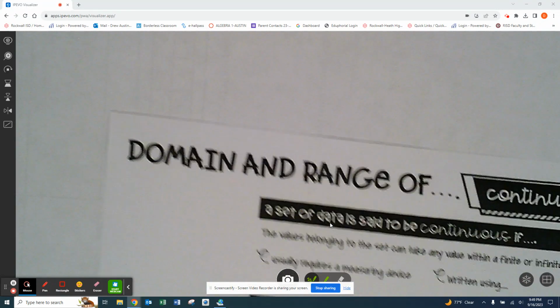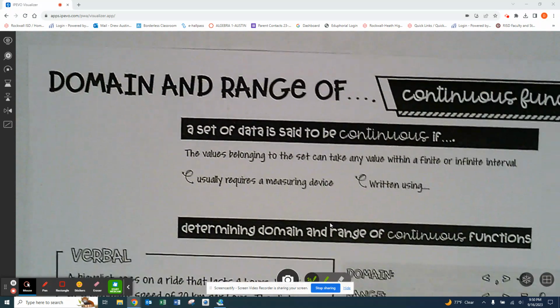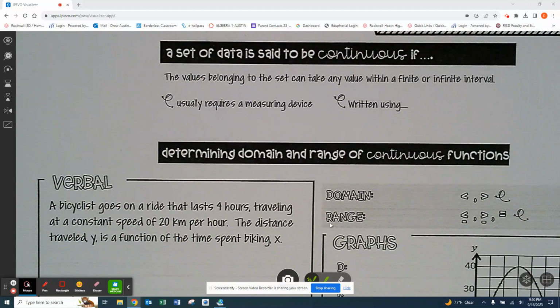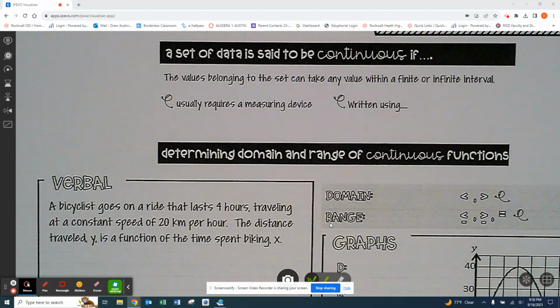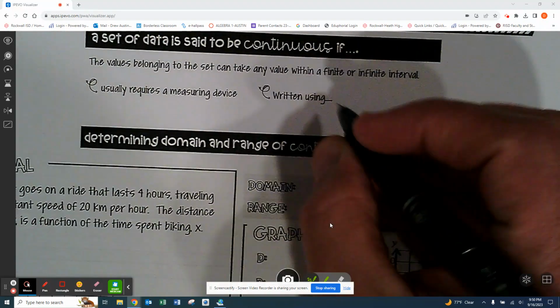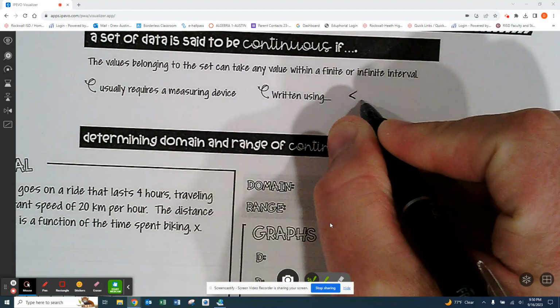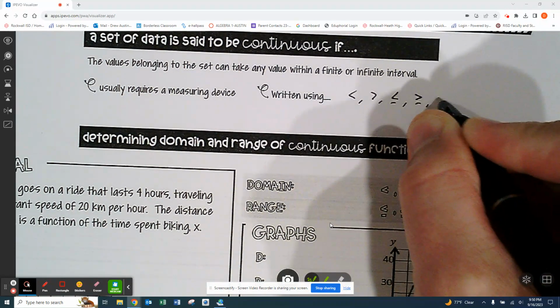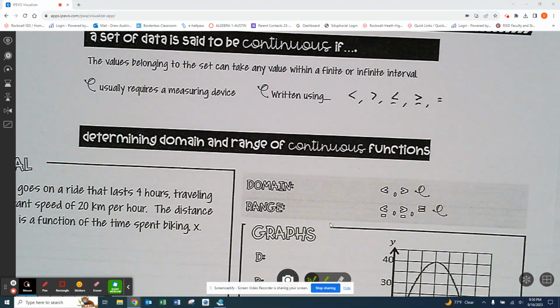So when we're looking at the domain and range of continuous functions, a set of data is said to be continuous if the values belonging to the set can take any value within a finite or infinite interval. Usually requires a measuring device written using inequalities. So less than, greater than, less than equal to, greater than equal to. Occasionally, not very often, would we use the actual equal sign.